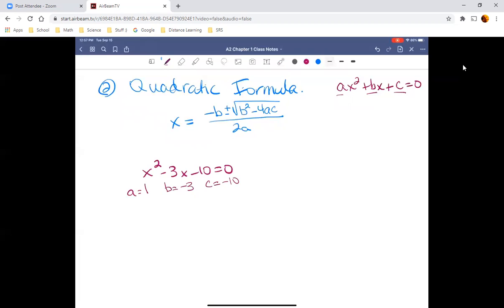All right. So you ready to start plugging and chugging? So -b, so that would be a -3, just to write it out the long way for the first time. All right, plus or minus the square root of b squared, so that would be -3 squared, minus 4 times, what's our a? 1 times our c, which is -10, all over 2 times 1, right?